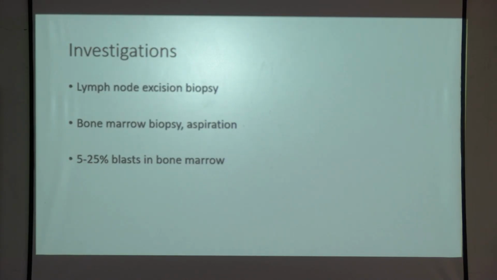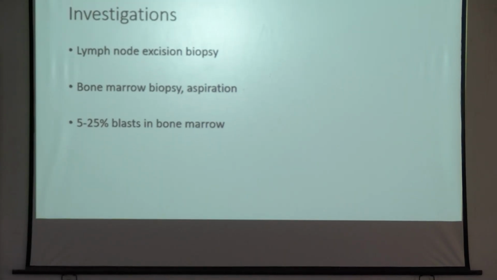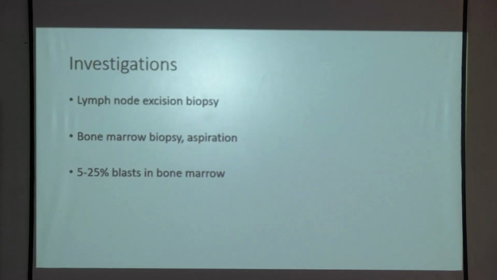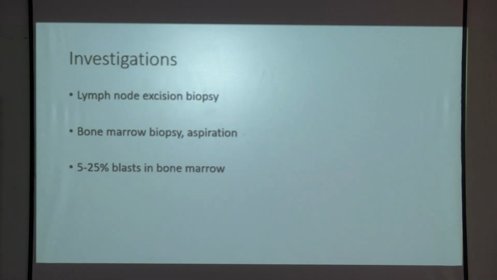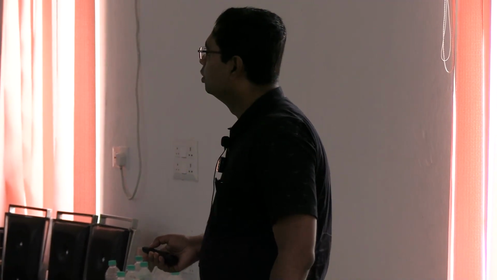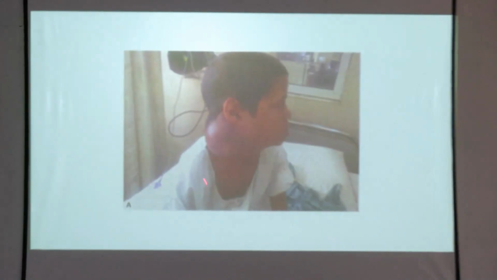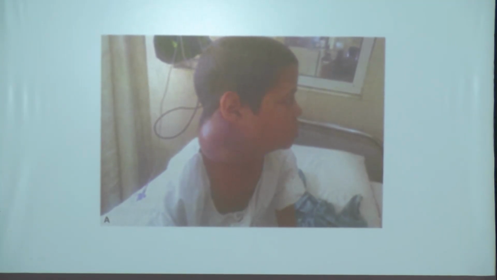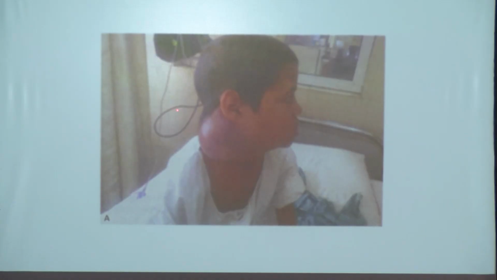Now, what is the investigation? What we will do? Same জিনিস, lymph node biopsy aspiration, whatever to be done, bone marrow biopsy aspiration, routine tests like CBC, sodium, potassium, urea, creatinine, liver function tests, etc. And you can see there will be 5 to 25% blast in bone marrow. Look at these cells. This patient also presents with huge cervical lymphadenopathy. দেখতে পাচ্ছিস কত বড় লিম্ফ নোডটা ফুলে আছে? This patient presents with huge cervical lymphadenopathy, which is tense, tender, and there will be other systemic features.